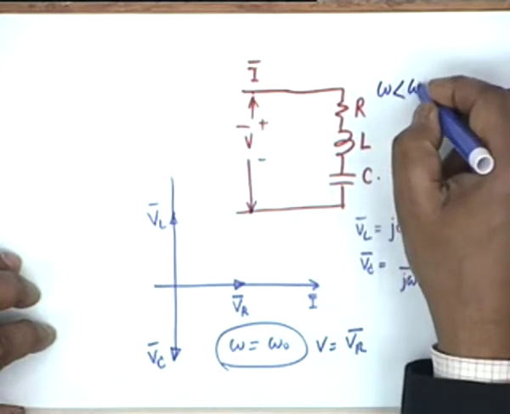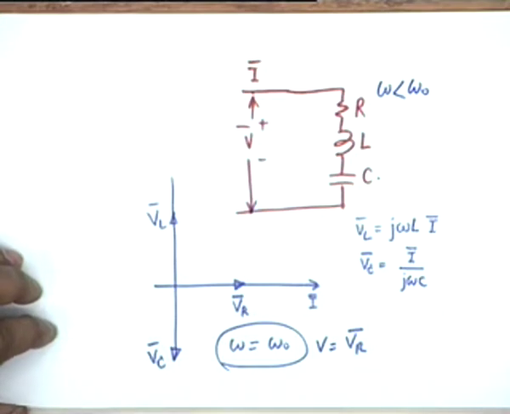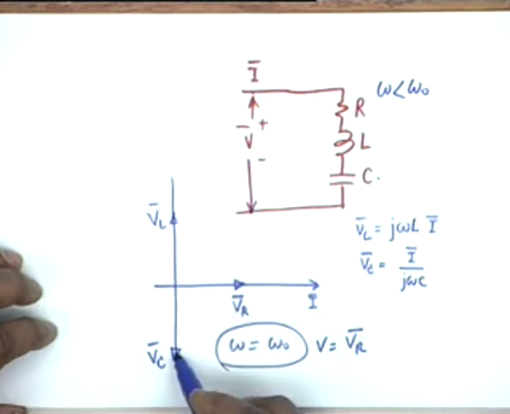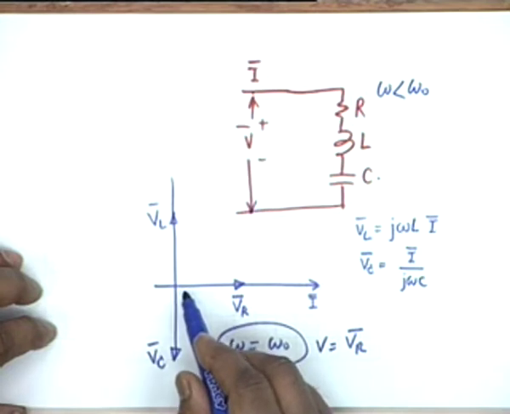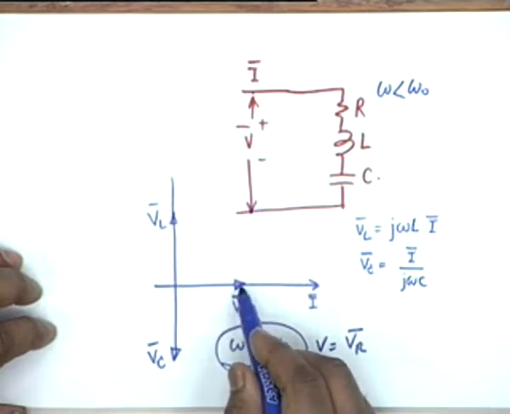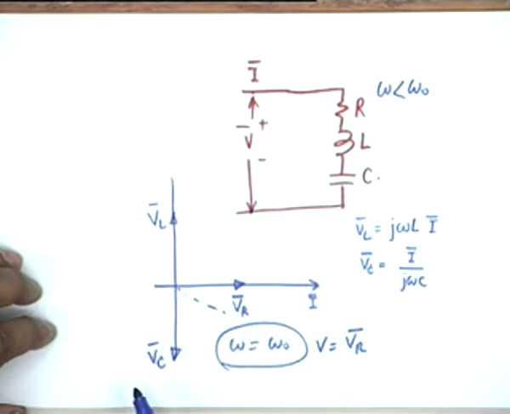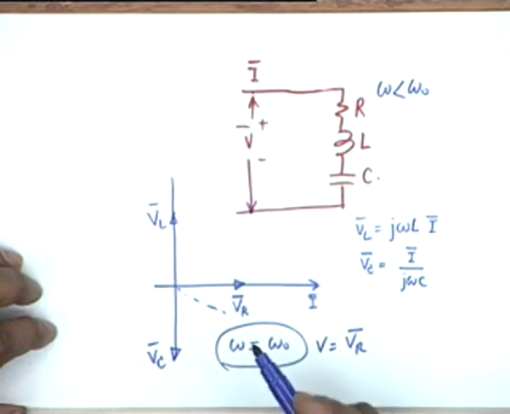If omega is less than omega 0, then which of these two phasors will have a greater magnitude? VC, and therefore the resulting voltage would have been VC minus VL, vectorially added to VR, and therefore the resulting voltage would have some direction like this, and it would have lagged the current I.